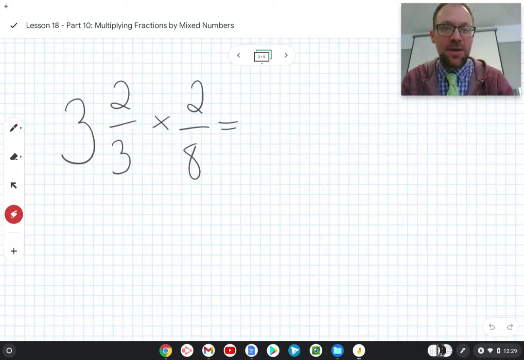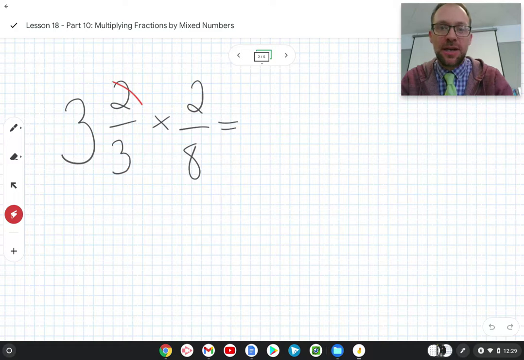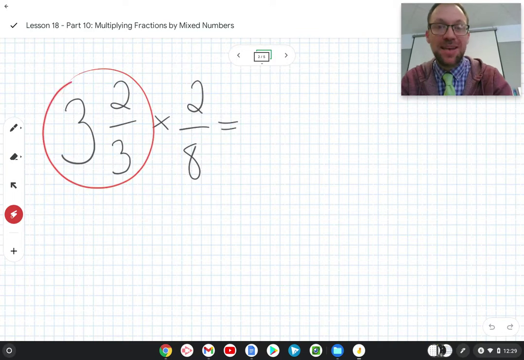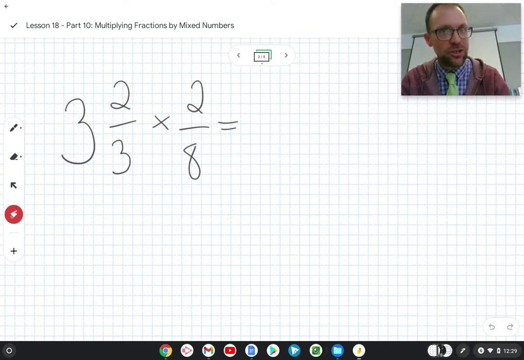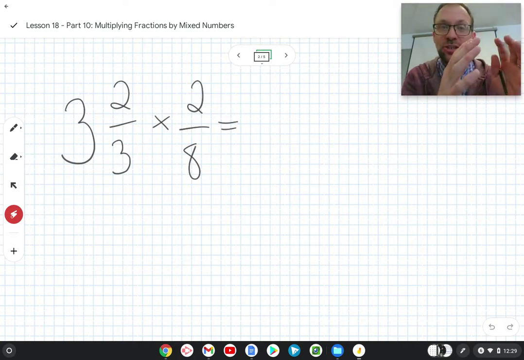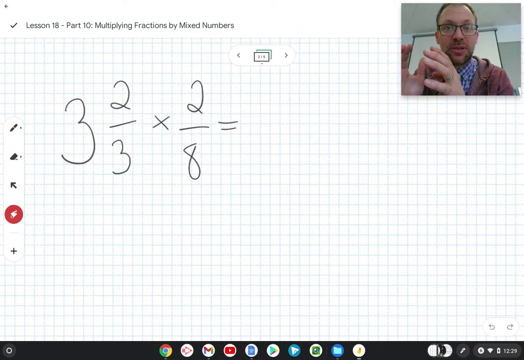Here we have a mixed number, 3 2/3, times a fraction, 2/8. So what do we do first? We have to convert the mixed number into a fraction. Do you remember how to do that? We did learn and practice this for a number of days. In fact, we learned two strategies for how to do that. One that uses only addition and one that uses addition and multiplication.